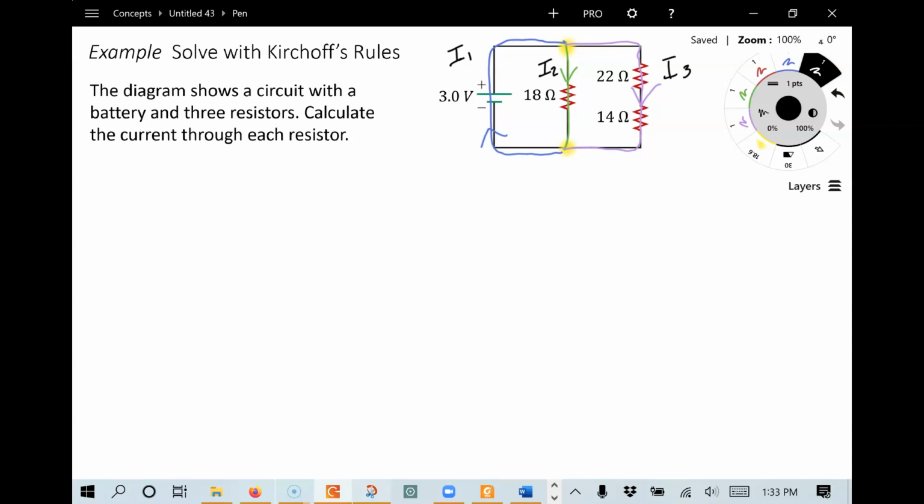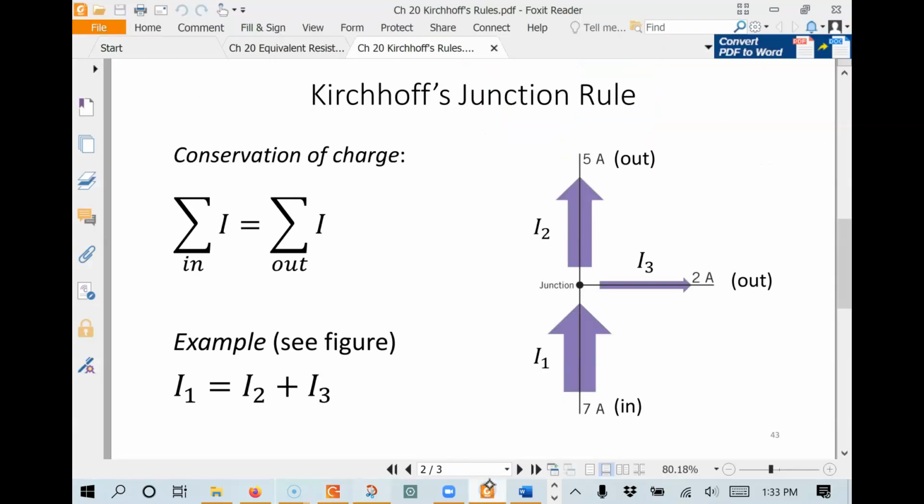We've got two junctions, and I'm just going to pick one because they both contain the three currents, blue, purple, green, as you can see, so it's going to give me the same set of equations. Let me just pick the bottom one. Let's recall what the junction rule says. If you look at a junction, charge is conserved. So charges are flowing in the current, and when they come to a junction, they have to go one way or the other.